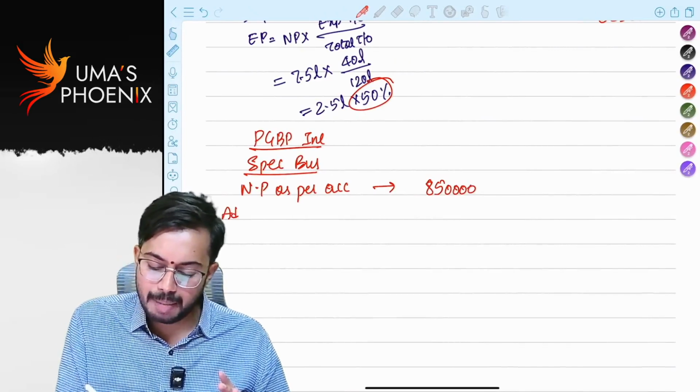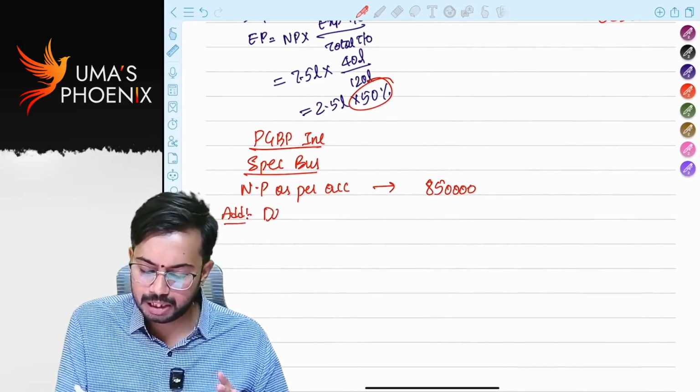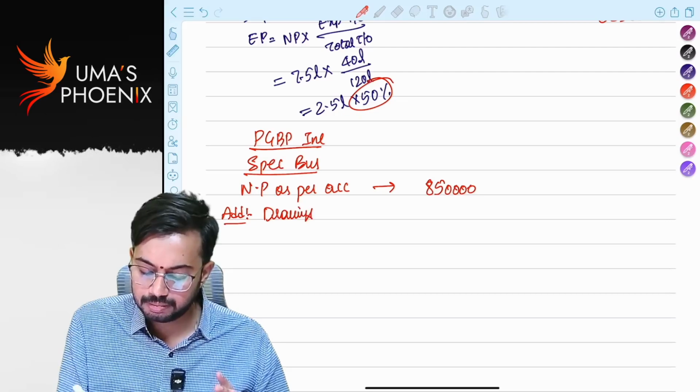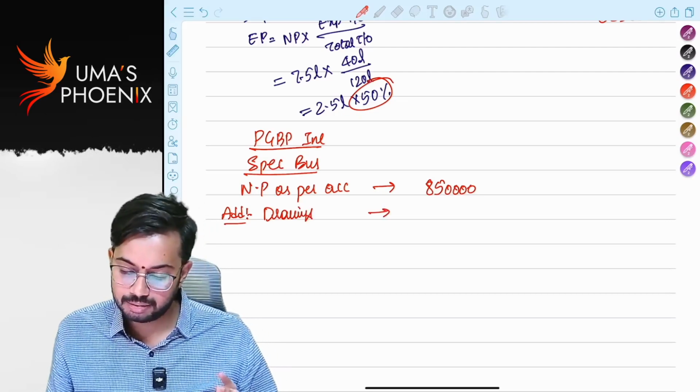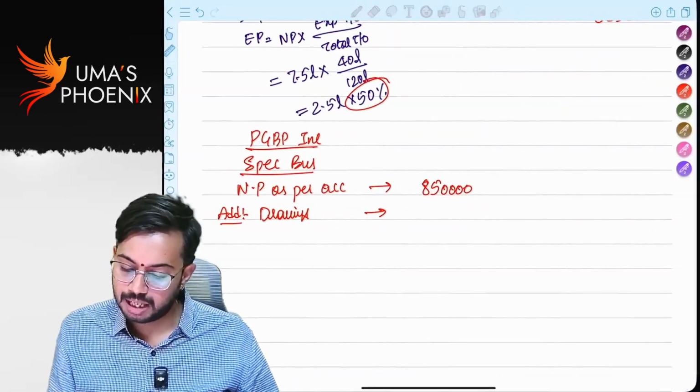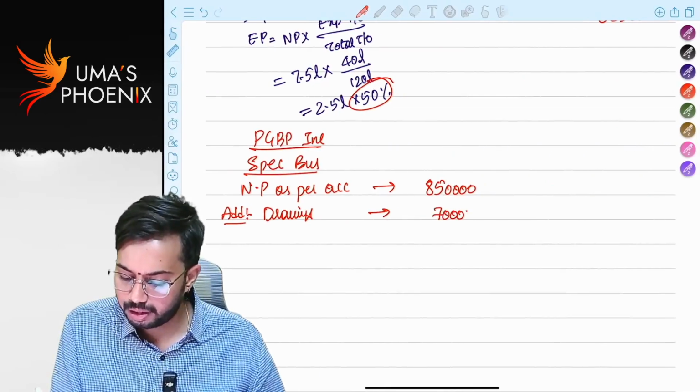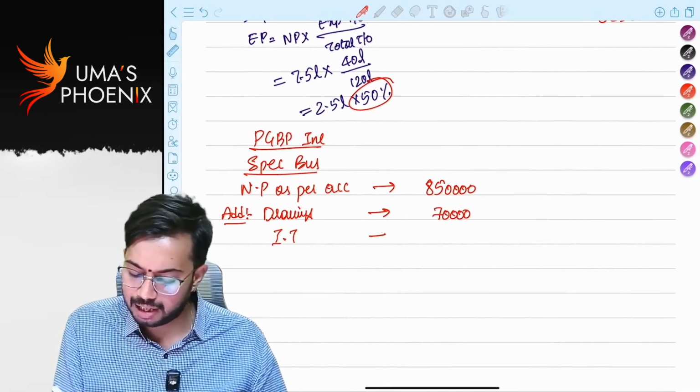We need to add back drawings. How much are drawings? Drawings 70,000. Income tax 1 lakh.